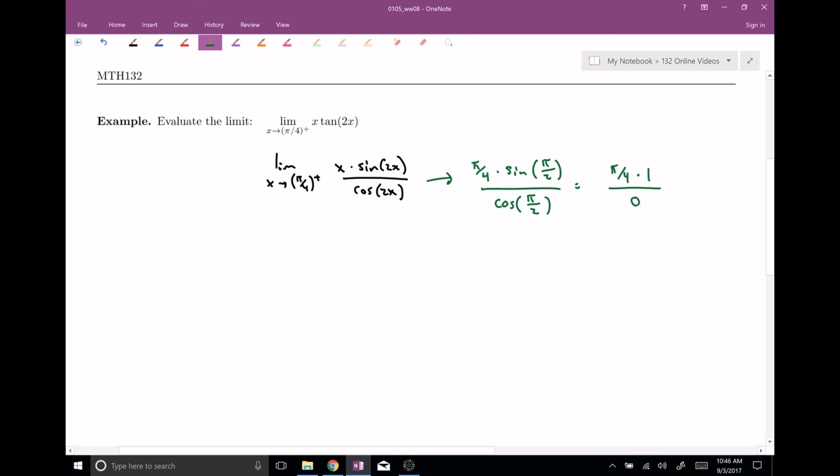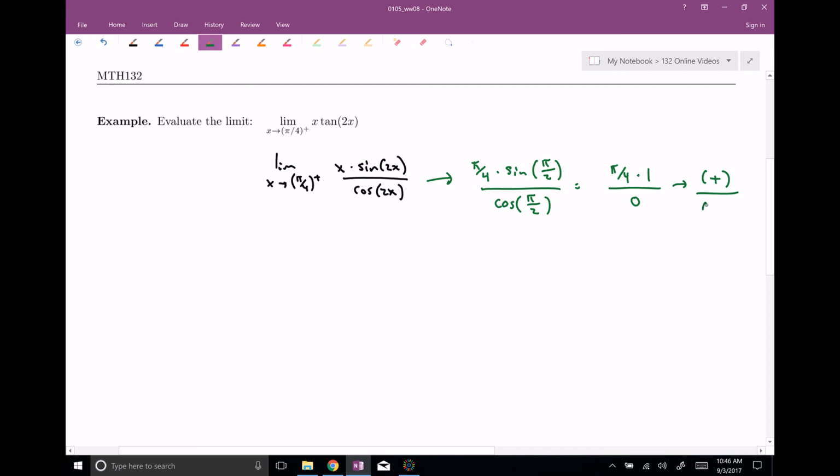And so from this, you can see that in the numerator, we have a nice positive value. That's the big thing here. And then in the denominator we're dividing by something that's very, very close to 0. But the question is, is this 0 just a little bit positive or a little bit negative, right? Because we're heading to this pi over 4 from the right. So is this 0 a little bit negative, or a little bit positive?